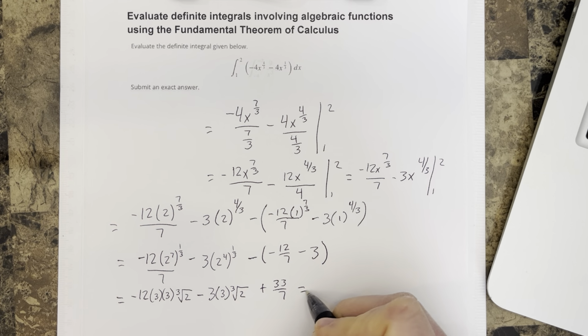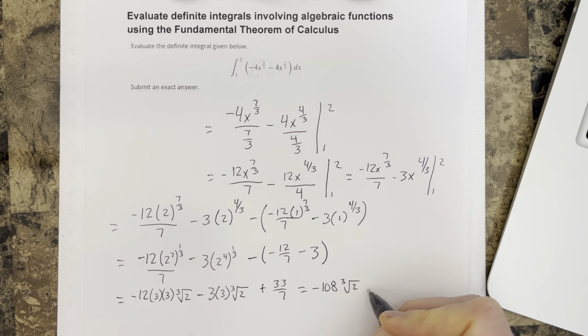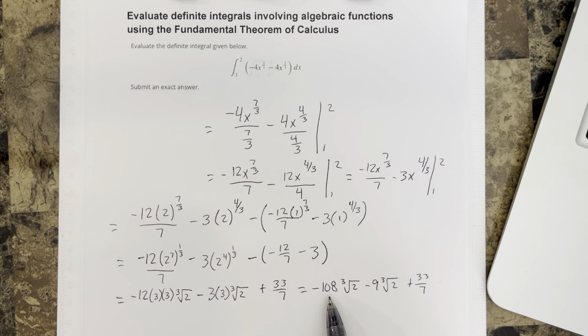So we're going to combine some stuff together here. This is negative 12 times 3 times 3, which is negative 108 cube root of 2. And this would be minus 9 cube root of 2 plus 33 over 7. When I subtract those, I get, let's see.